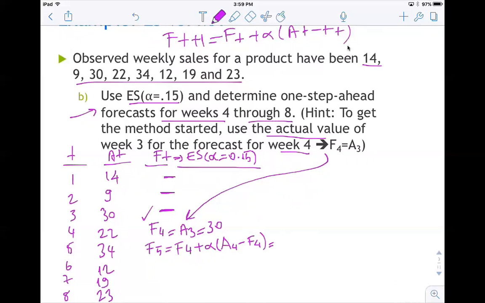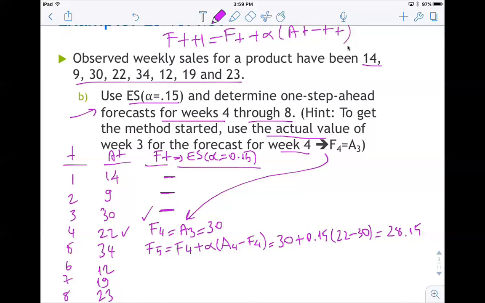All right, let's plug the values into this formula. To calculate F5, I need F4. F4 equals 30 plus my alpha value, 0.15 given in the question, times my A4 actual observation for week 4, which is 22, minus my F4, which is again 30. If you do the math, you will get 28.15. So this will be our forecast that we make for week 5.